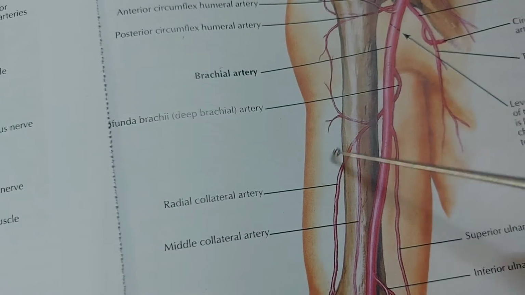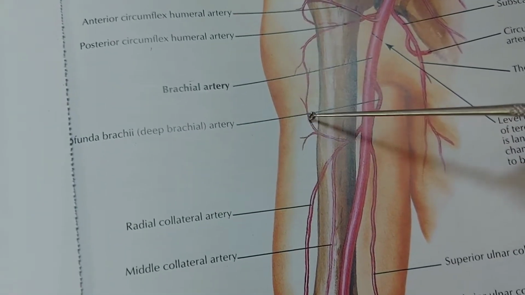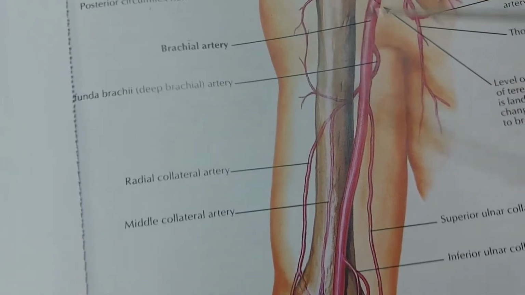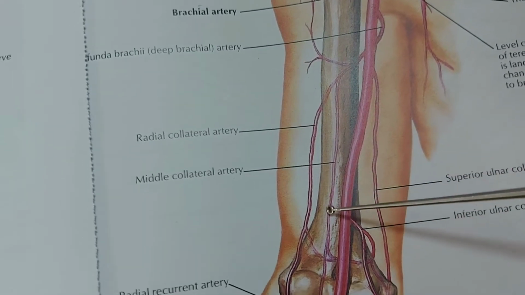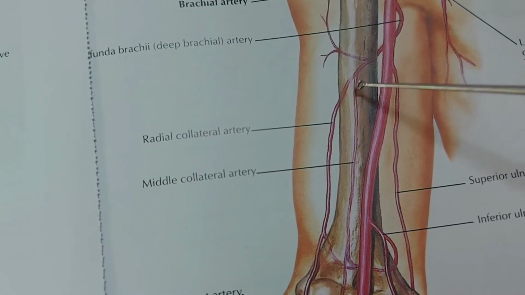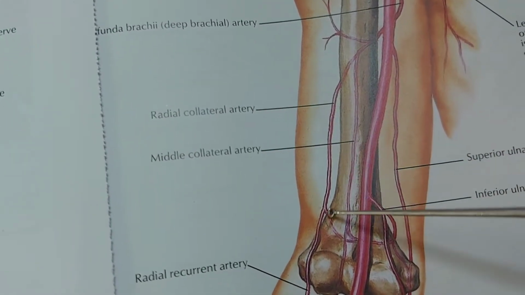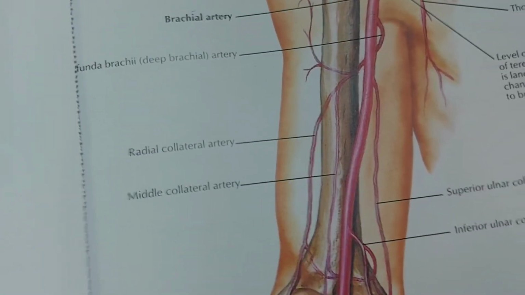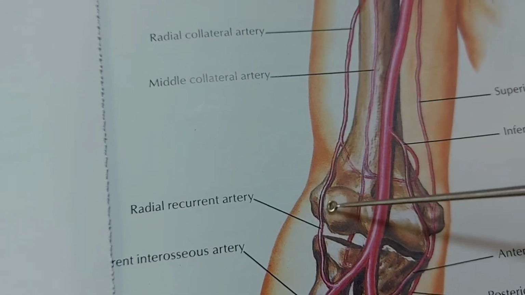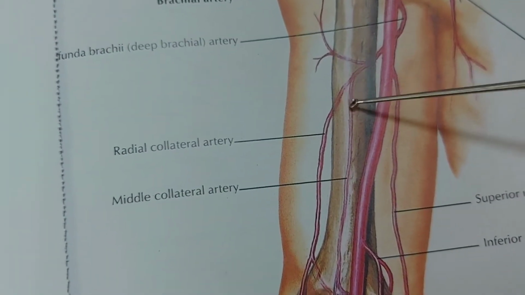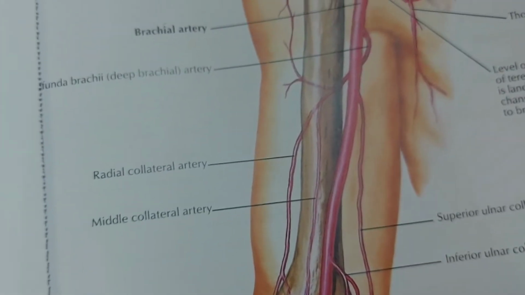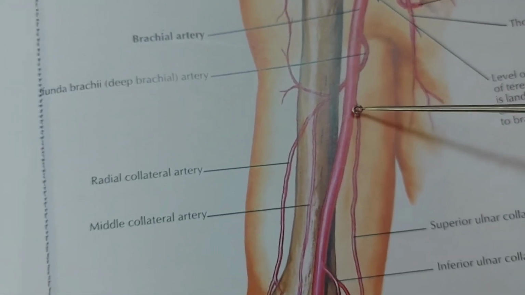This is the profunda brachii artery. It has a branch that supplies the deltoid muscle. This is the muscular branch or branch to the deltoid, and there is a middle collateral branch that passes downward behind the humerus, and there is the radial collateral artery. So the profunda brachii artery ends by dividing into the radial collateral, which passes anterior to the lateral epicondyle, and the middle collateral, which passes behind the humerus.